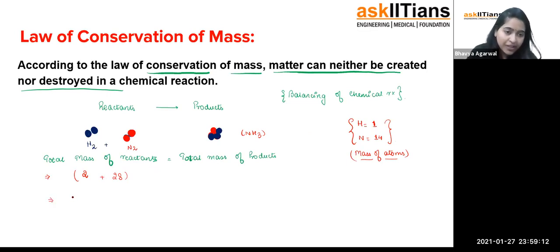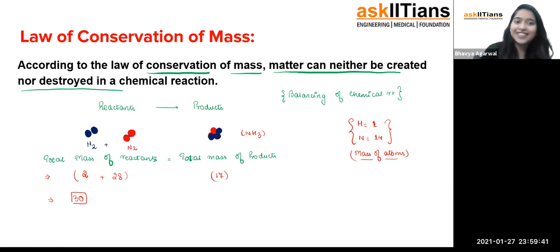So on the left hand side, you are getting a total mass of 30. On my right, for ammonia, there is one nitrogen atom which has a mass of 14 and 3 hydrogens which have a mass of 3. So the total mass is 17. Now, as per the law of conservation of mass, the total mass of reactants has to be equal to the total mass of products. But I know 30 is not equal to 17. So it means this reaction is not at all following the law of conservation of mass, right?